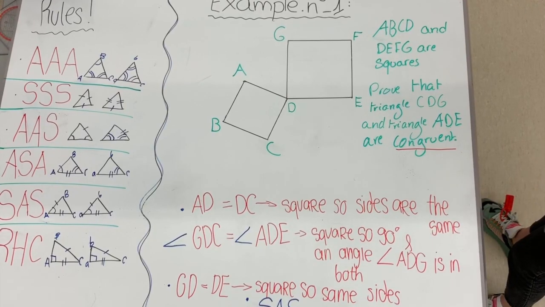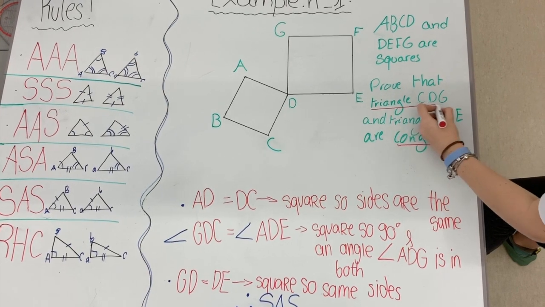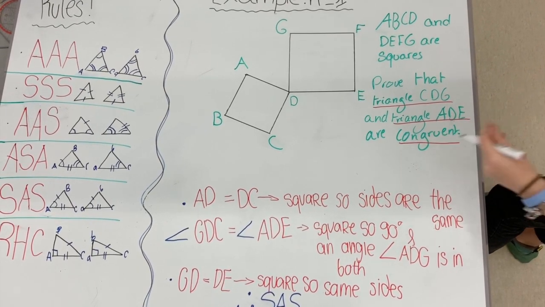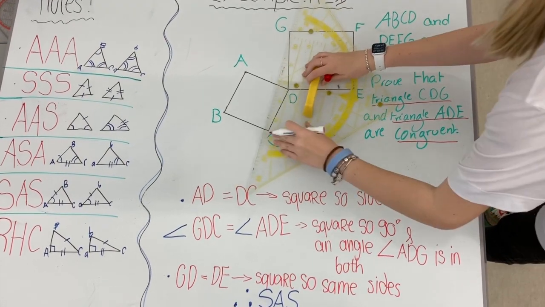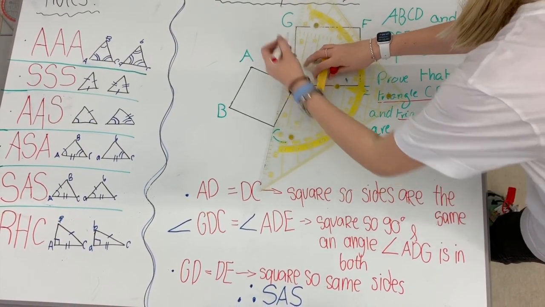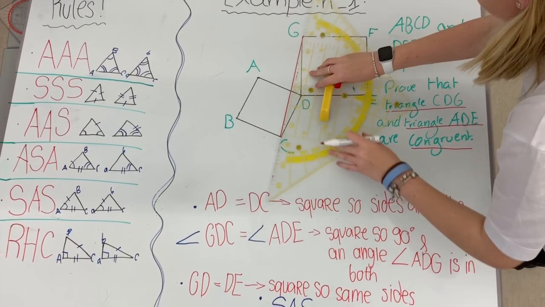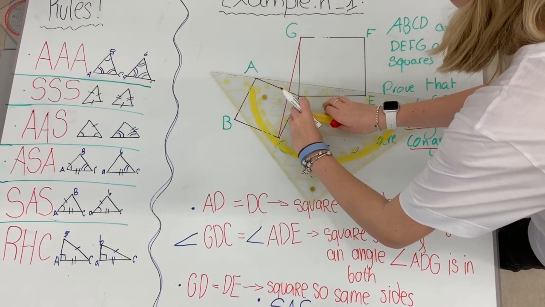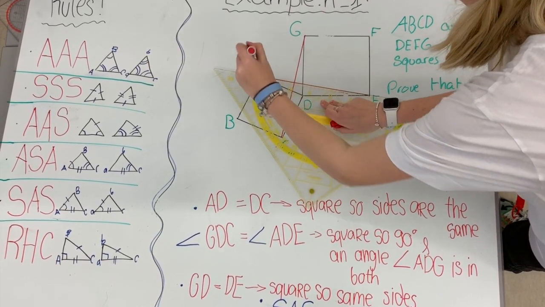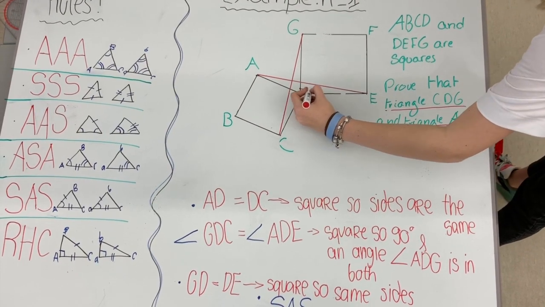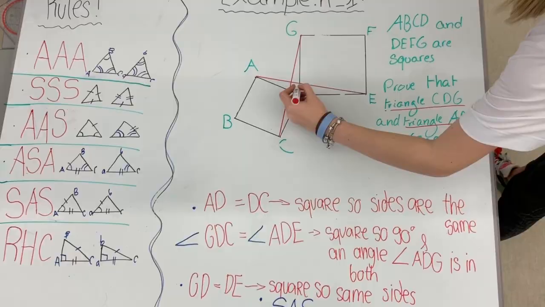Since the triangles are parts of a square, the sides AD and DC are going to be equal, as well as the sides GD and DE. They're also going to be equal, as it is also part of one square. The angles GDC and ADE are going to be equal, as they both have a 90-degree angle of a square, and they both share the same unknown angle, which makes the sum of these the same. Therefore, these 2 triangles are congruent because of SAS, side, angle, side.